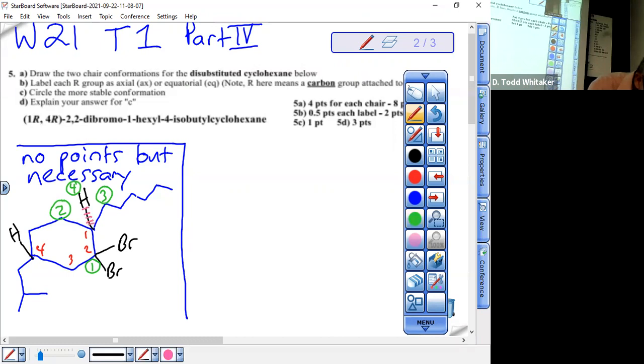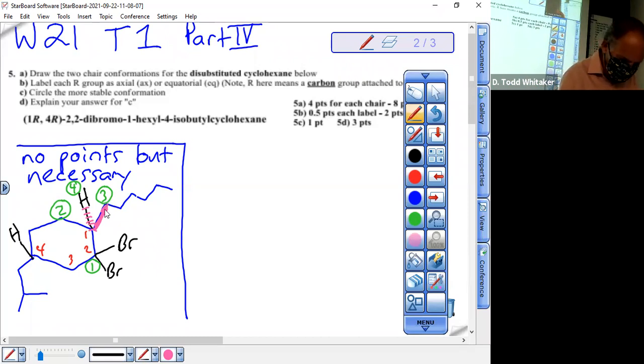And please put the carbon group on a wedge. Okay, we've done the one stereo center. Same deal for the number 4. Number 4, which CH2 has a higher priority?